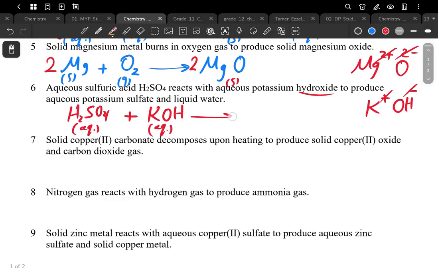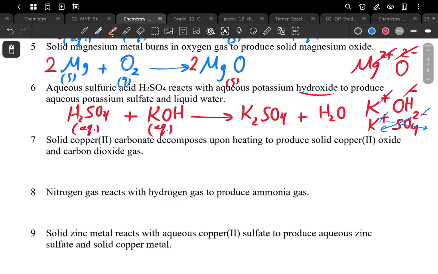Okay, to produce aqueous potassium sulfate, potassium has a charge of positive 1, and the sulfate SO4 is a polyatomic ion, has a charge of 2 negative. Because they don't have the same charge, we cancel out the charges by crisscrossing the numbers. So the correct formula of potassium sulfate is K2SO4 plus water, H2O.